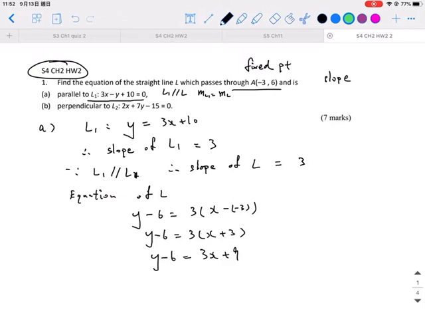So I changed it to the general form. That means I move y minus 6 to the right hand side, and the result should be 3x minus y plus 15 equals 0. Okay, so we finished part A.